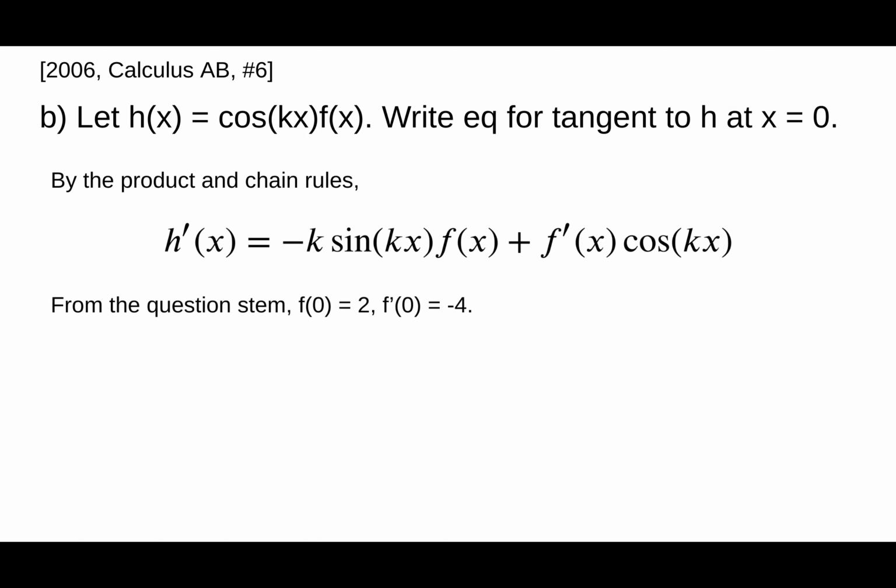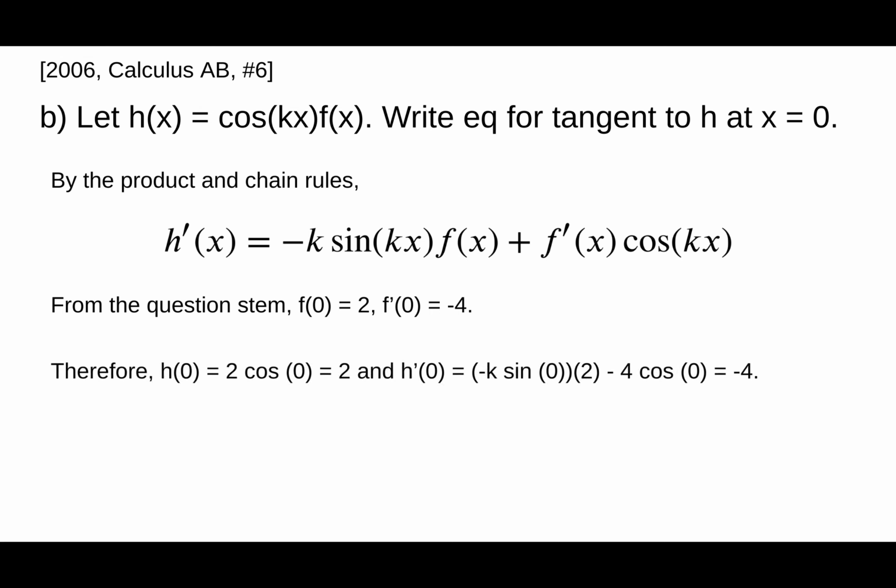From the question stem, we know that f of 0 is 2 and f prime of 0 is -4. All right, so we can substitute that information in. So h of 0 is 2 times the cosine of 0, which is 2, because cosine of 0 is 1. And h prime of 0 is negative k times the sine of 0 times 2 minus 4 times the cosine of 0. That simplifies to -4. So we have x equals 0, y equals 2, and slope of -4.